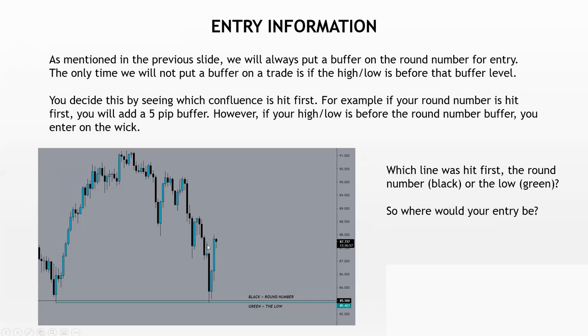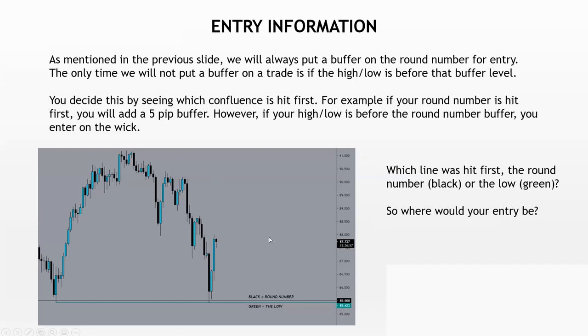Let's say price is up here where my mouse is. What you can do is draw a horizontal line on your round number and a different horizontal line on the low which you are interested in regarding the retest. Out of these two here, the black line represents the round number. The green line represents the low.